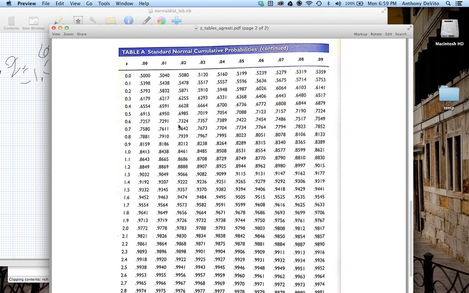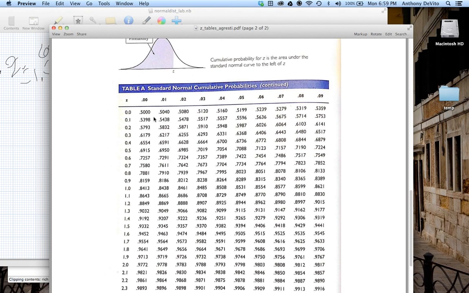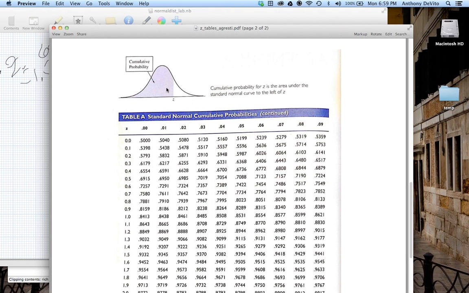Anybody know what these numbers in the middle stand for? I'll give you a hint. A z-score of 0 is 0.5. A z-score of 0 is the mean. That's the area below, and if you look at this little colored area here, it actually shows you that all these numbers in the middle represent the area of the curve below that value. The blue area is the area below that z-score. So the area below a z-score of 0, in other words, the mean, is half the distribution, 50%.